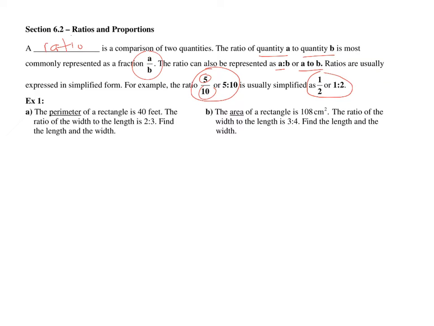All right, so example 1, the perimeter of a rectangle is 40 feet. All right, we have a rectangle. The perimeter is 40 feet. The ratio of the width to the length is 2 to 3. So the ratio of the width to the length, it's 2 to 3, or 2 over 3. Find the length and the width.